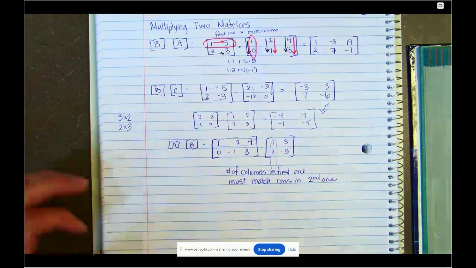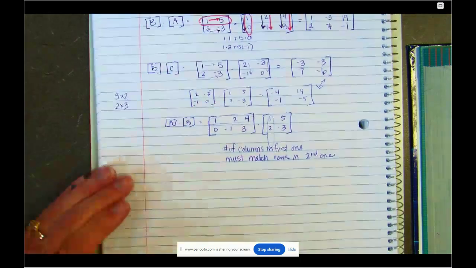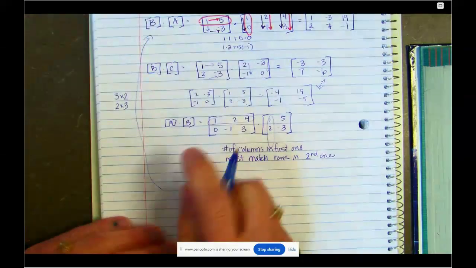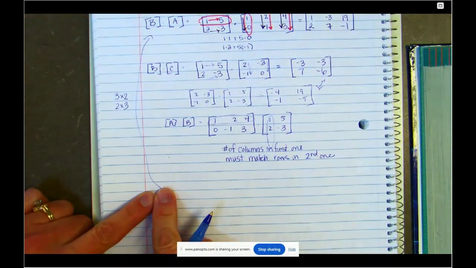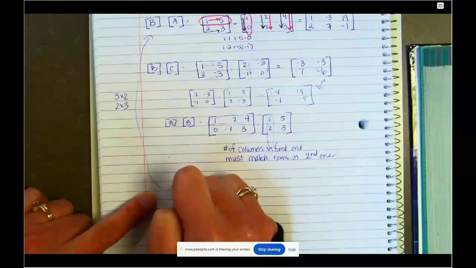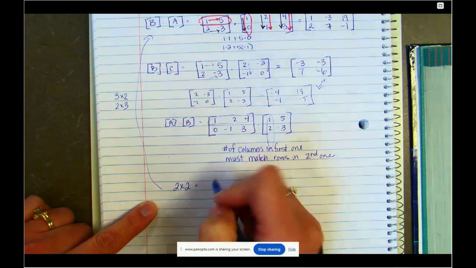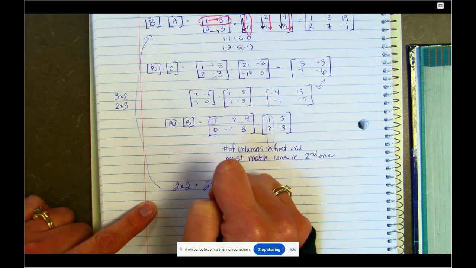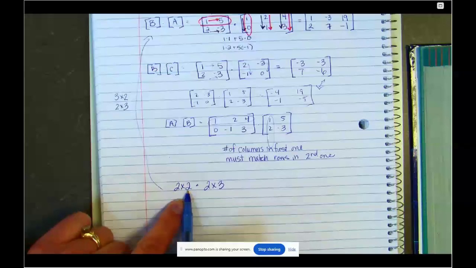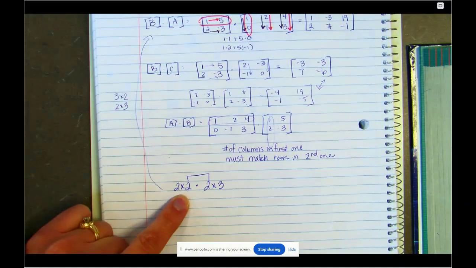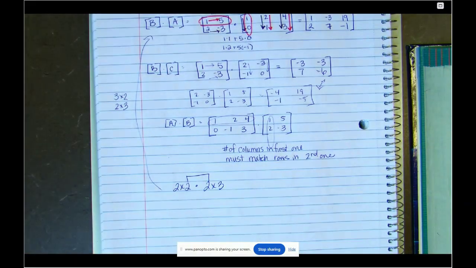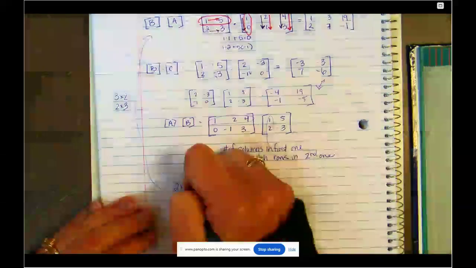Okay, because otherwise you don't have enough numbers to multiply. So let me show you that in practice. When we multiplied B times A, what were the dimensions of B? 2 by 2. We multiplied that by A. What are the dimensions of A? 2 by 3. It's rows, columns, rows, columns. Those two numbers have to match. If they don't match, you cannot multiply.